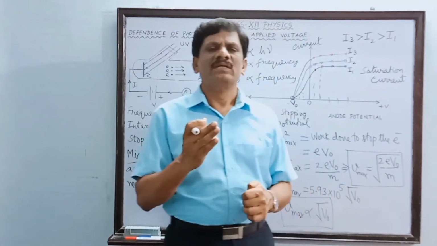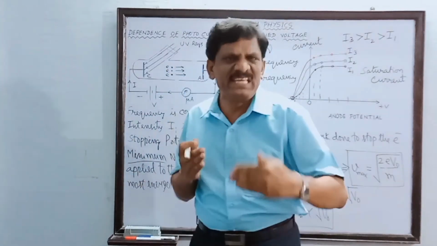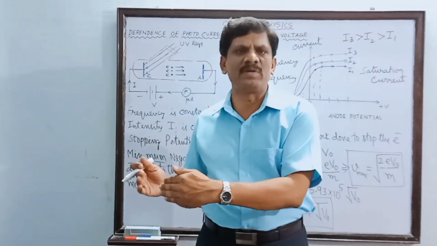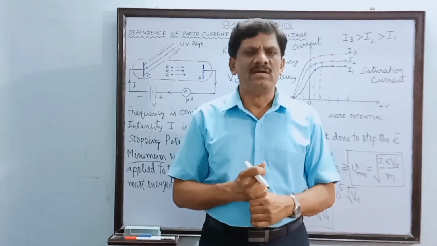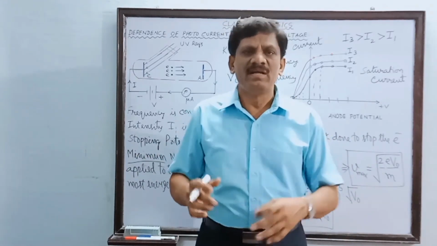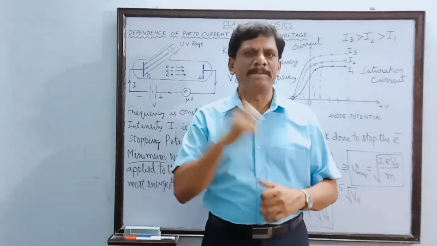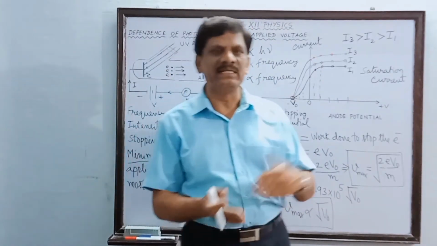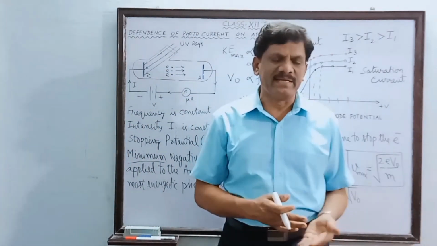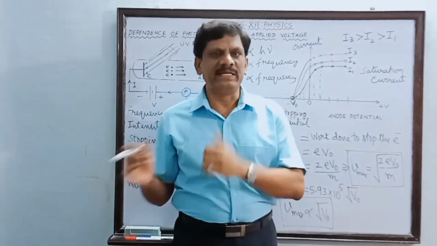Why? Because the stopping potential, see, for example, if you want to stop your vehicle, say a train has to be stopped, a car has to be stopped, a two-wheeler has to be stopped. For which of these three is a very strong brake required? It is for the train, because its kinetic energy will be more than the kinetic energy of the car and the cycle. So the braking force depends upon what? The kinetic energy.